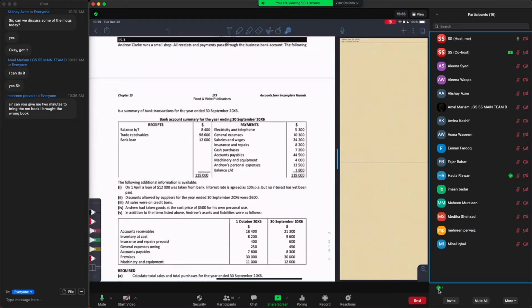Just go through the information, read it. And when you're done reading, then leave a green check.